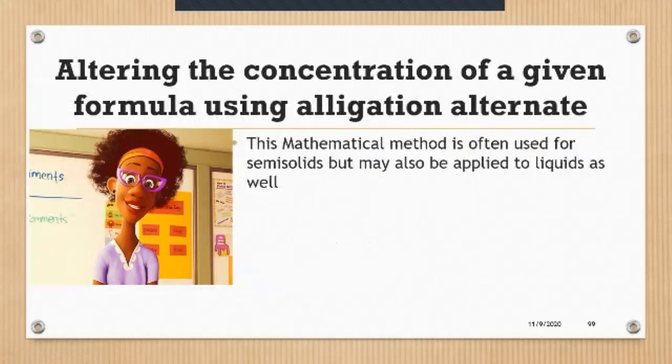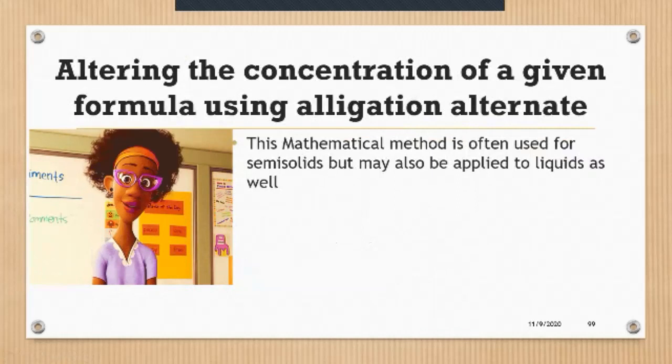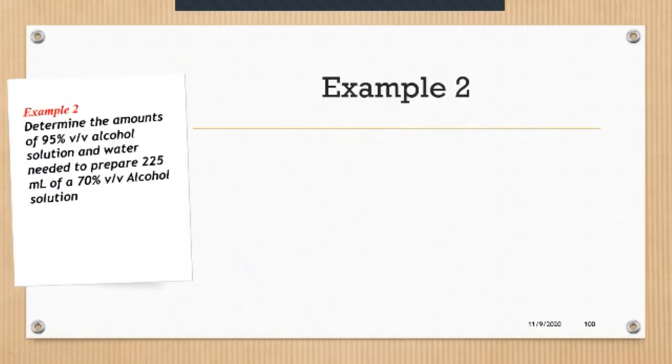This is often used for semi-solids, but may also be applied to liquids as well as powders. So let's see a liquid formulation as an example. Determine the amounts of 95% volume in volume alcohol solution and water needed to prepare 225 ml of a 70% volume in volume alcohol. Let's first unpack the wording of the question itself.